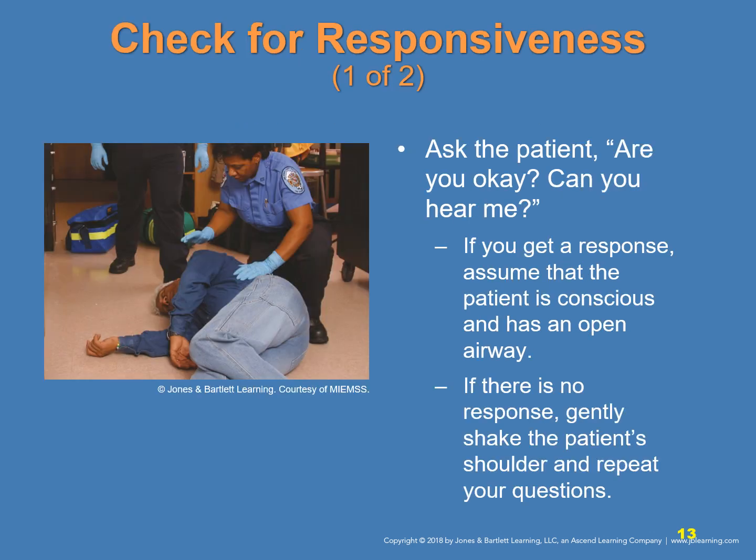Check for responsiveness. Determine whether the patient is responsive or unresponsive by asking, "Are you okay? Can you hear me?" If you get a response, you can assume that the patient is conscious and has an open airway. If there is no response, gently shake the patient's shoulder and repeat your questions.